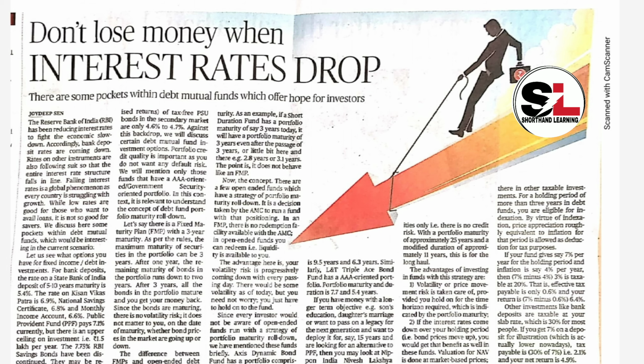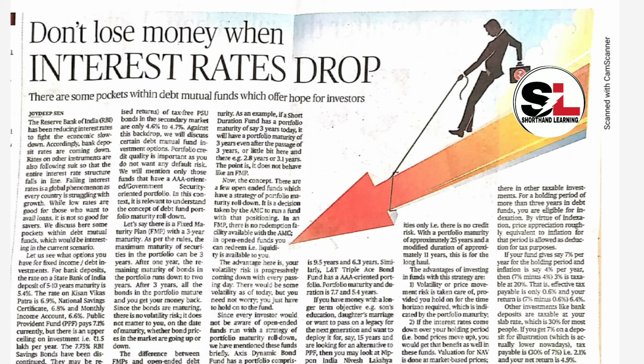Let us say there is a fixed maturity plan with a 3-year maturity. As per the rules, the maximum maturity of securities in the portfolio can be 3 years. After 1 year, the remaining maturity of bonds in the portfolio runs down to 2 years. After 3 years, all the bonds in the portfolio mature and you get your money back. Since the bonds are maturing, there is no volatility risk.